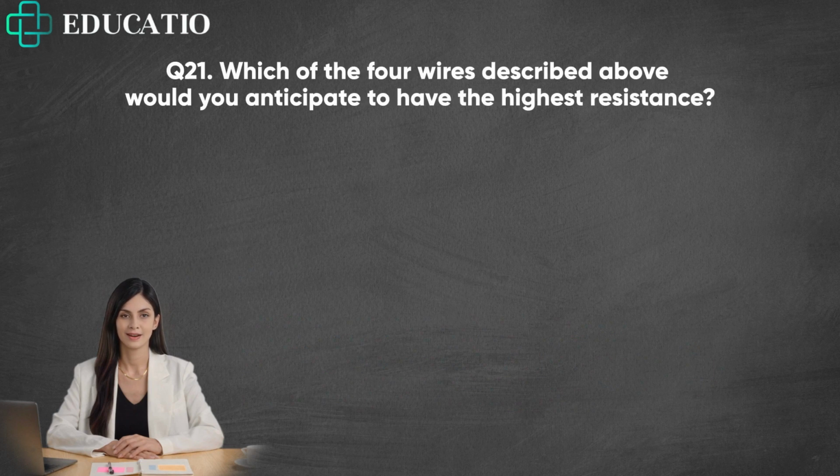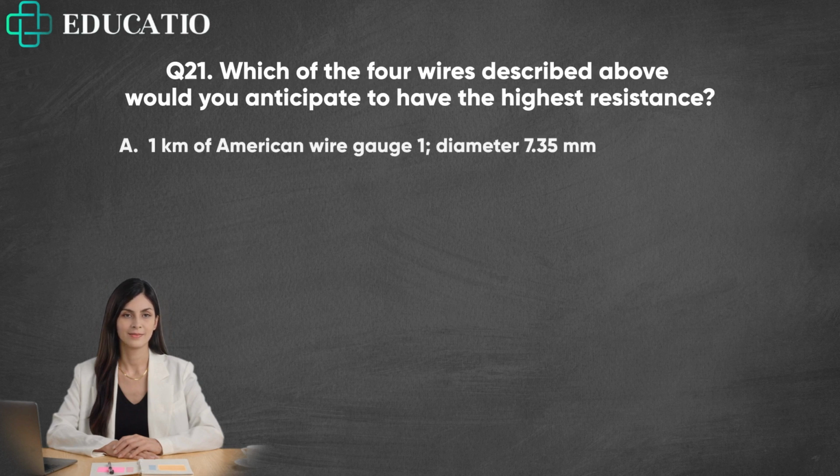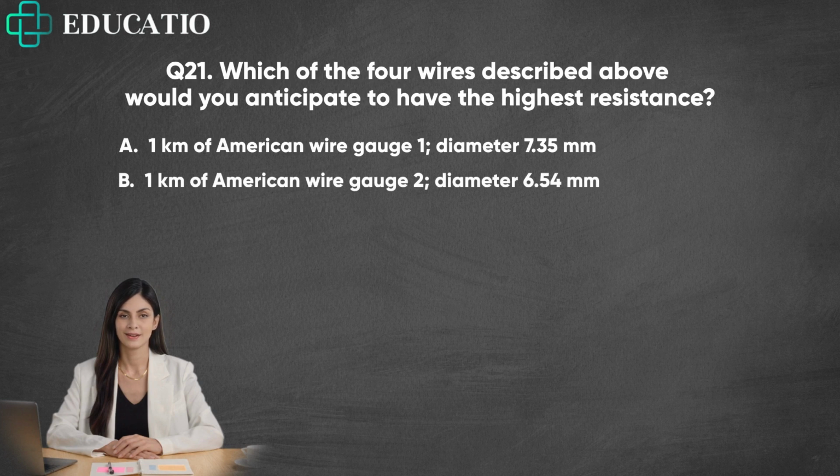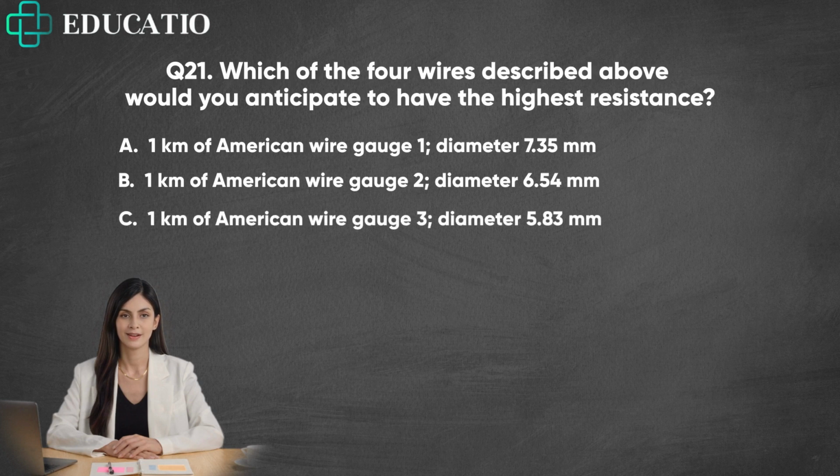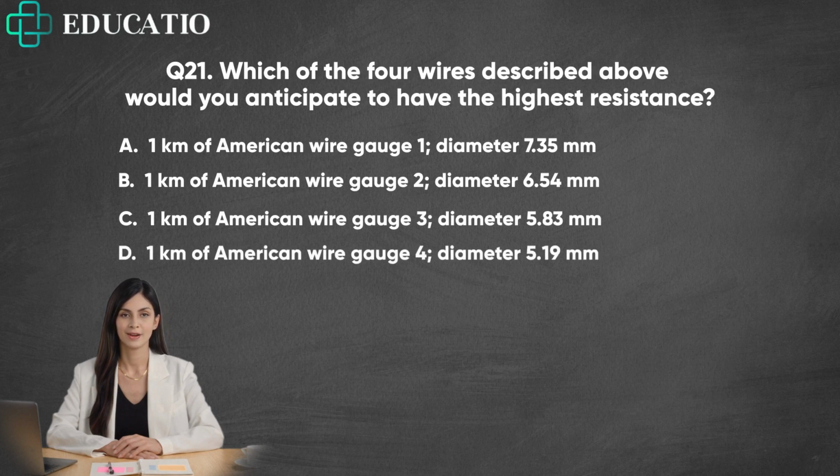Question 21. Which of the four wires described above would you anticipate to have the highest resistance? A. 1 km of American wire gauge 1, diameter 7.35 mm. B. 1 km of American wire gauge 2, diameter 6.54 mm. C. 1 km of American wire gauge 3, diameter 5.83 mm. D. 1 km of American wire gauge 4, diameter 5.19 mm.